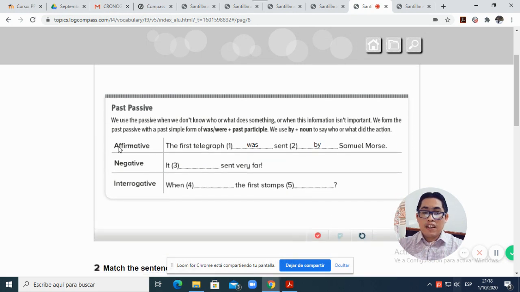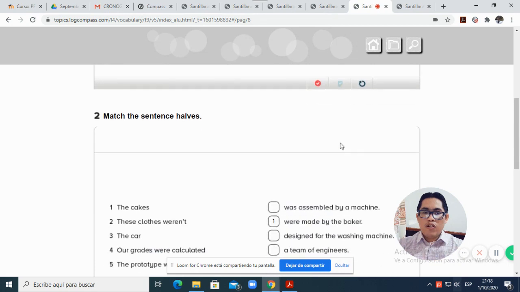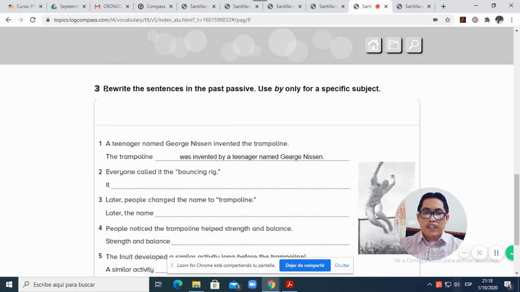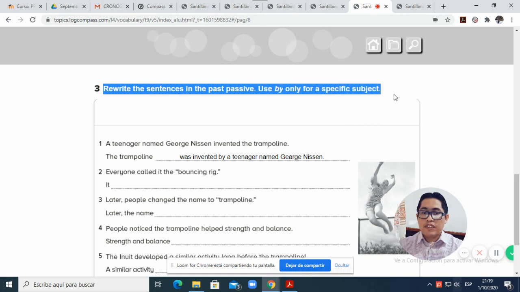For example, this is an affirmative sentence and it says, the first telegraph was sent by Seymour Morse. You see, I use was, and one of the words that you will always see when you see the passive is by. Now here we will match the sentence halves. For example, the cakes were made by the baker. Okay? It's only matching, you can write a number.